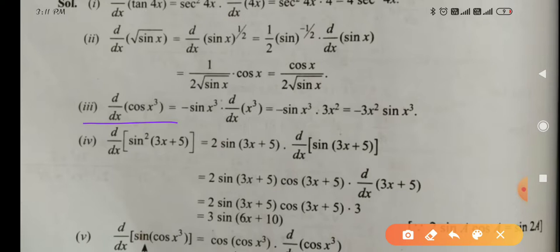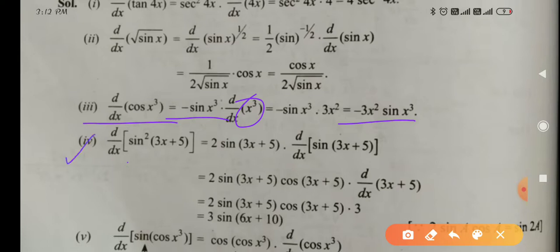So in the third part, cos x cubed, you will deal with this function. The differentiation of cos x is minus sin x, so minus sin x cubed. Now again, differentiation of x cubed, d upon dx of x cubed, is 3x square. So the final answer is minus 3x square into sin x cubed.